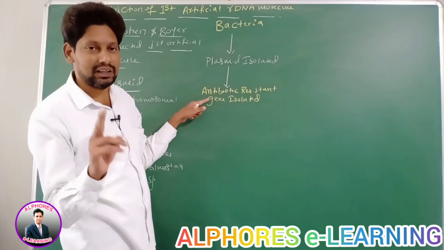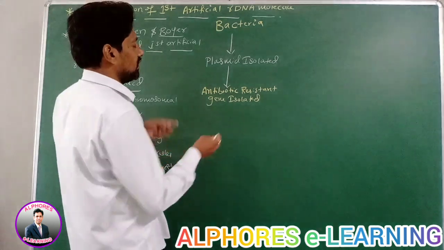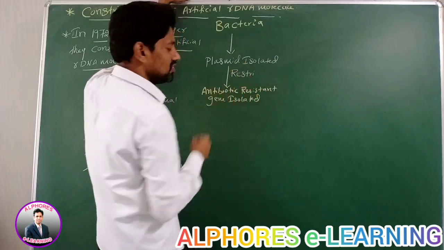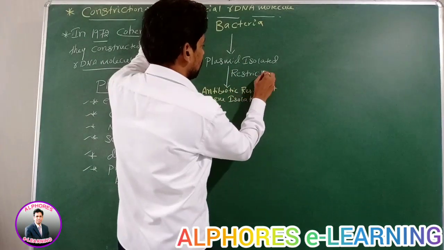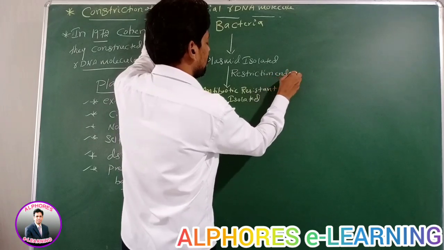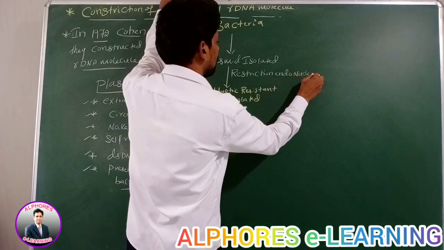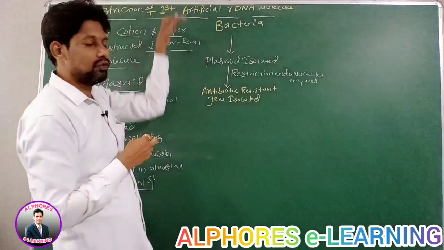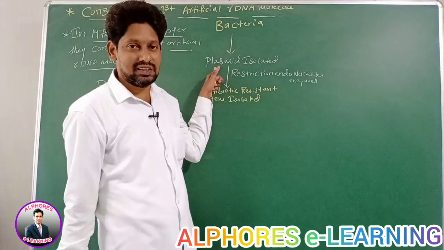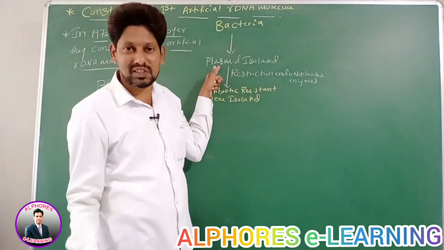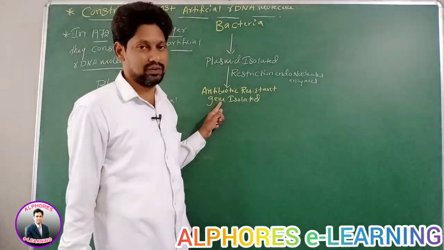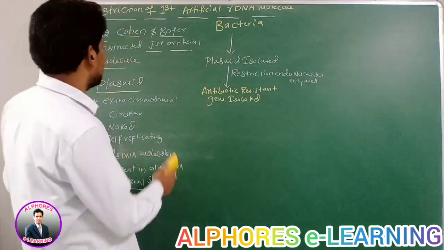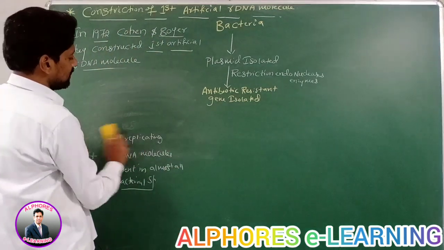Sir, how did they make a cut in the plasmid? By using restriction endonuclease enzymes. Which enzyme, sir? Restriction endonuclease enzymes. By using restriction endonuclease enzymes, they made a cut in the plasmid. Once they made a cut in the plasmid, they can isolate an antibiotic resistant gene. Therefore, are these statements okay, clear? What is the enzyme name, sir? Restriction endonucleases.